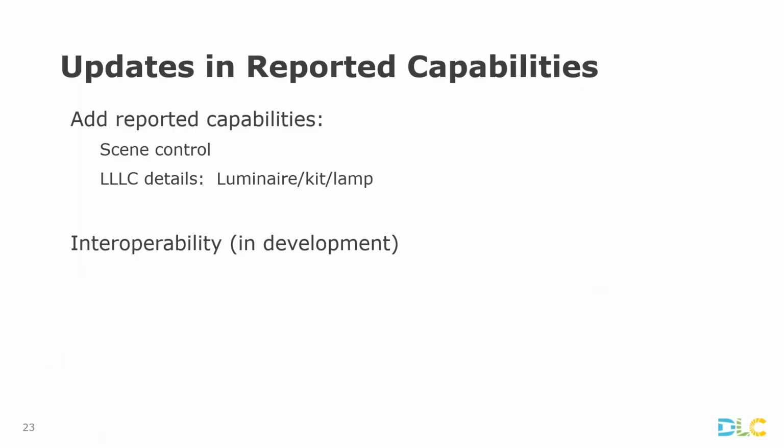Last, and probably least, we're adding a new reported or optional capability for scene control. This is especially important because it can support a basic level of interoperability between different control systems. We're also adding subcategories for the reported capability of luminaire level lighting controls, or LLLC, to report luminaires, kits, and lamps. Up till now, we've mostly reported just the luminaires. And we'll probably add a few changes in the second draft to support interoperability, but they're not quite ready yet.